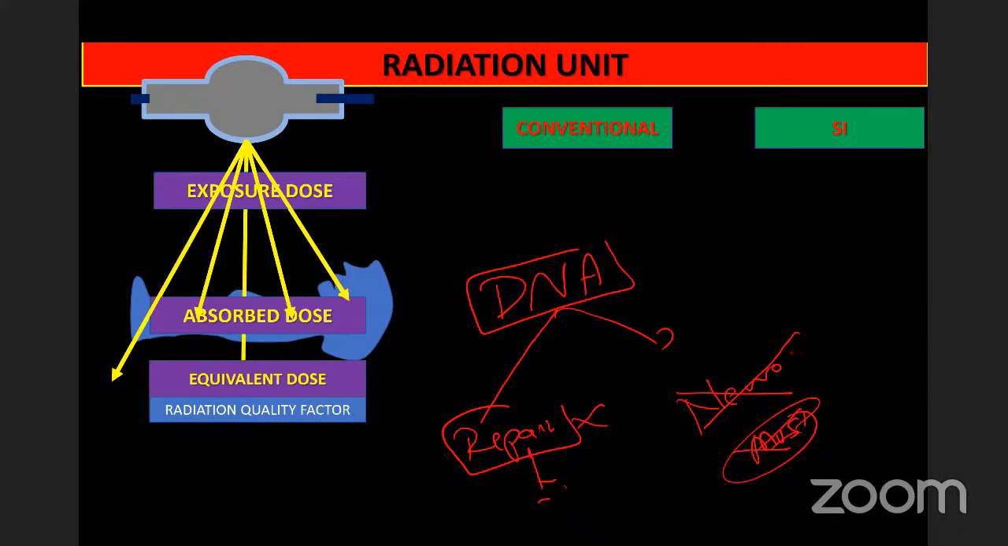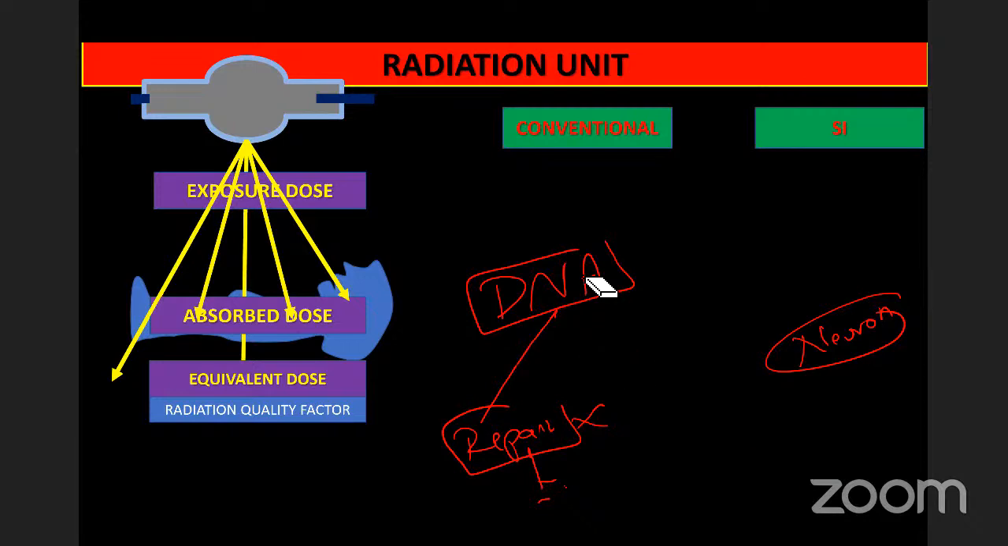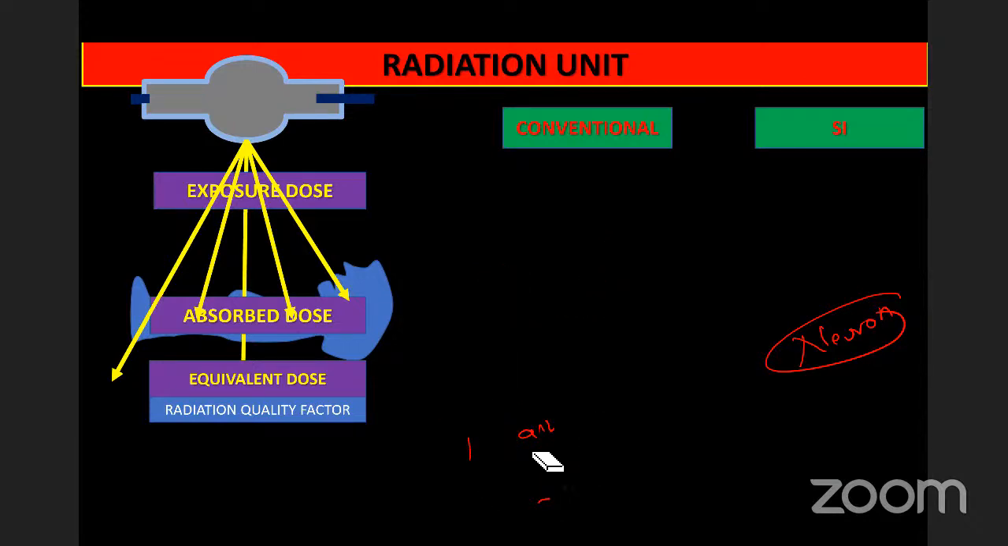Is a neuron more sensitive or less sensitive to radiation damage? More or less? See, neurons are not multiplying. Neurons don't multiply. There is no mitosis. So what do you think? Yes, most of you are correct. It is less sensitive. Very good. So this is also very important.